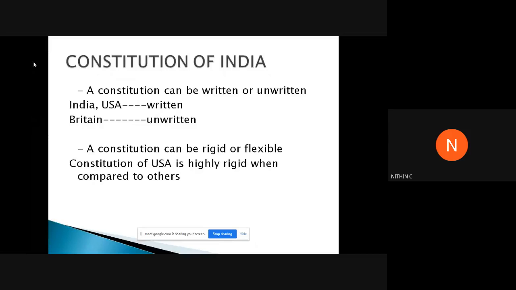We have a written document for that. All the contents have been codified in the constitution, right? Codified. The constitutions of India, USA, etc. are written constitutions. In other words, we can call it a codified constitution. We have a written code. Then in the case of Great Britain, we have an unwritten constitution or non-codified constitution. Non-codified constitution.